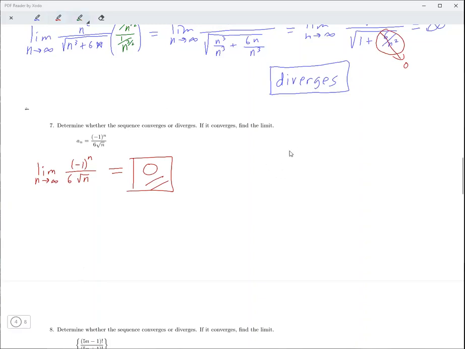As a side note, this sequence right here, if you just have -1 to the n, so that'll be -1, 1, -1, 1. This diverges. Okay, but since we're dividing by stuff that goes to infinity, the whole thing is going to go to 0.